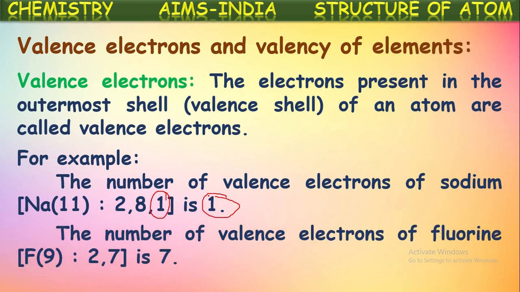The number of valence electrons of fluorine. The atomic number of fluorine is 9. If you write the electronic configuration for 9, you get it as 2, 7. Now, how many electrons are there in the last shell here? There are 7 electrons. Now we can say the number of valence electrons for fluorine is 7. Okay, this is about valence electrons. The electrons present in the last shell or valence shell, which is also called the outermost shell of an atom, are called valence electrons.